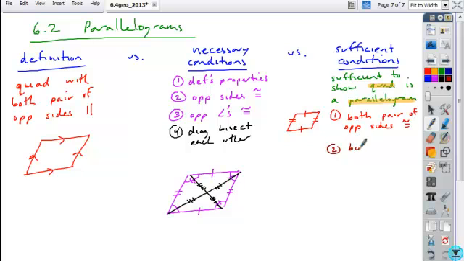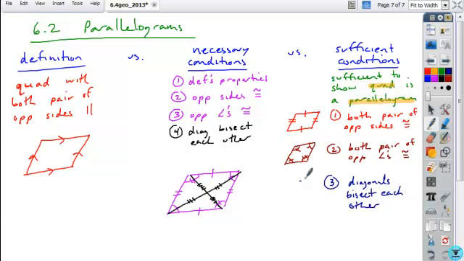Okay, so you could have both pairs of opposite angles congruent. That alone is sufficient to show that a quadrilateral is in fact a parallelogram. Okay, so as long as you have this relationship here, then you know you're dealing with a parallelogram. And then the final sufficient condition to show that a quadrilateral is a parallelogram would be if the diagonals bisect each other. So once again, if all you know is that these two diagonals bisect one another, then you're guaranteed that it is a parallelogram.